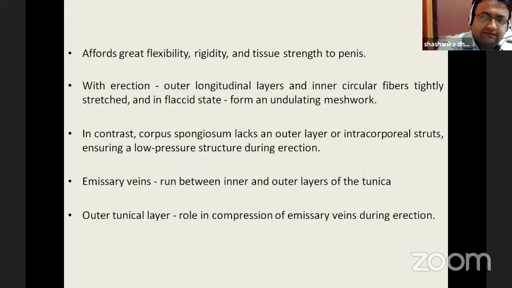It affords great flexibility, rigidity, and tissue strength to the penis. And with erection, the outer longitudinal layers and inner circular fibers tightly become stretched. In the flaccid state, they form an undulating meshwork. In contrast, corpus spongiosum lacks an outer layer or intracorporeal struts, ensuring a low pressure structure during erection. There are emissary veins which run between the inner and outer layers of the tunica. The outer tunical layer has a role in compression of emissary veins during erection.